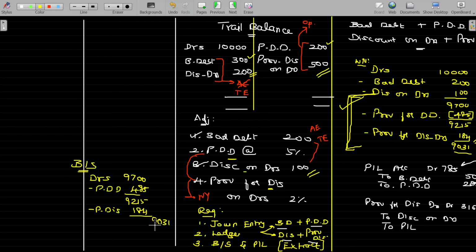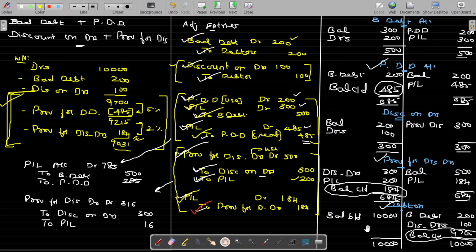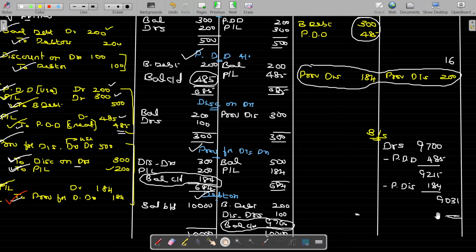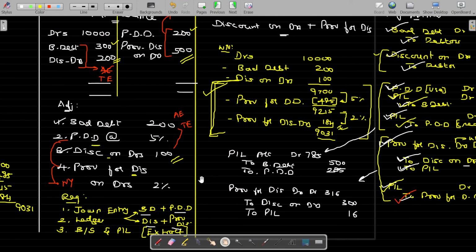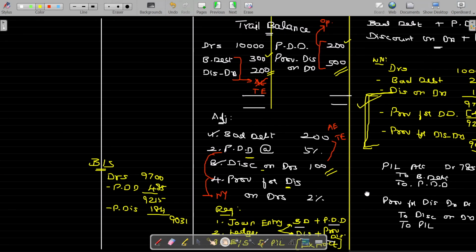So it's your duty to understand the logic behind it, as you are a professional student. Of course, you might have studied this way also. Pretty simple to get the answer. Verify this. The balance sheet value we have arrived at here is also the same, 9,031. With so many journal entries and posting into the ledger, we prepared this, or we can straight away get it this way.